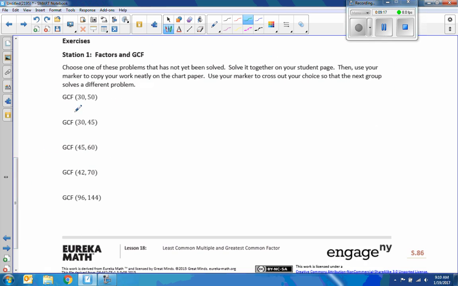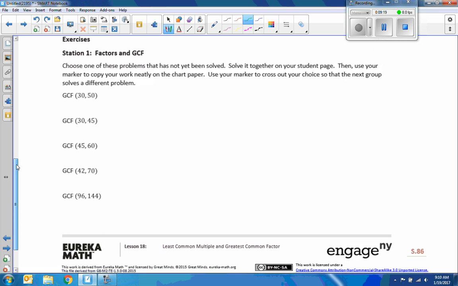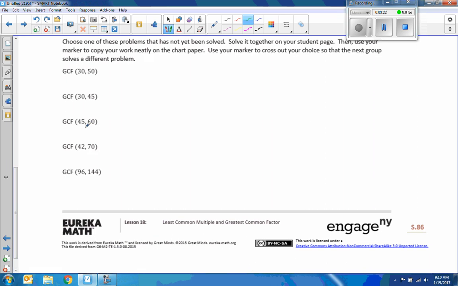Exercise Station 1, Factors and GCF. So the students each did one of these. They were in groups, and each one did one and presented it on the board. So I will go through and do greatest common factors of these. So 30. I'm going to follow what they were doing. I was just walking around watching, and they were doing T-charts. They said 30 is 1 times 30, 2 times 15, 3 times 10, 5 times 6. 50 is 1 times 50, 2 times 25, and 5 times 5.